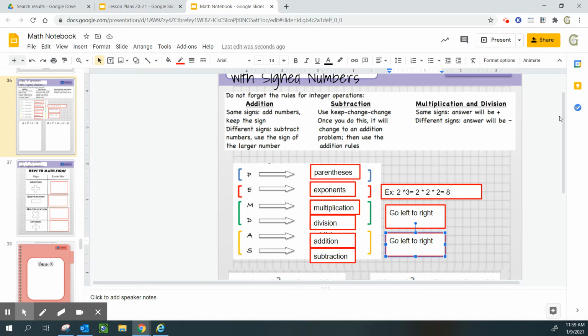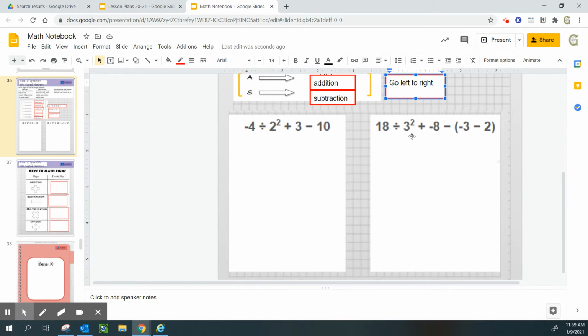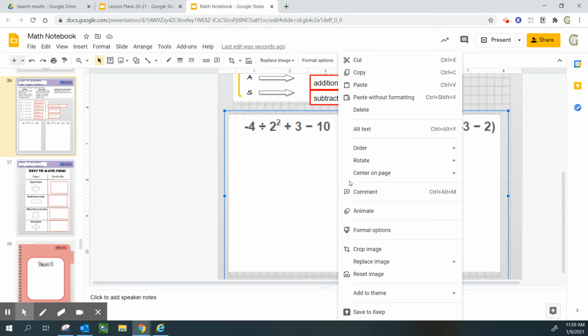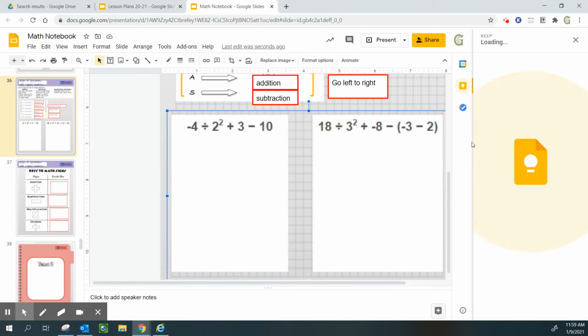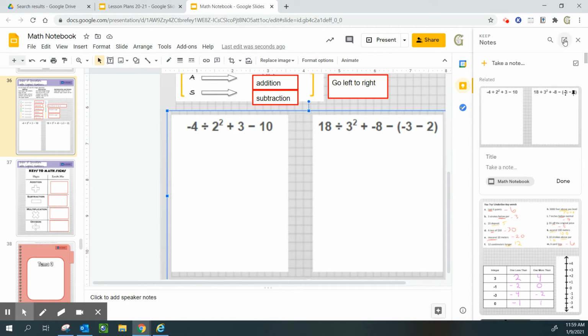So we're going to go ahead and try these steps here. We have two problems, and I want to be able to write on them. So I'm going to right click, save to keep, open it in the new tab.